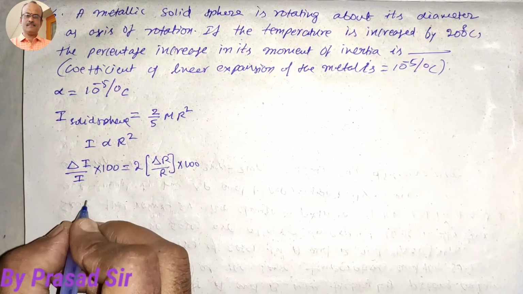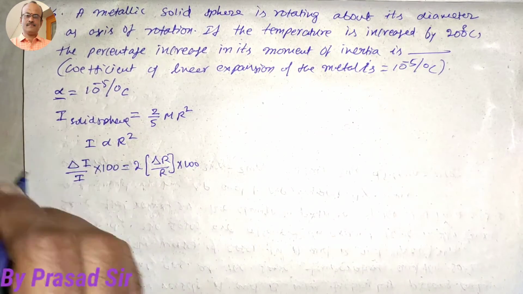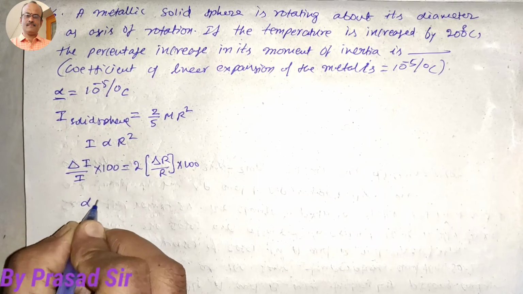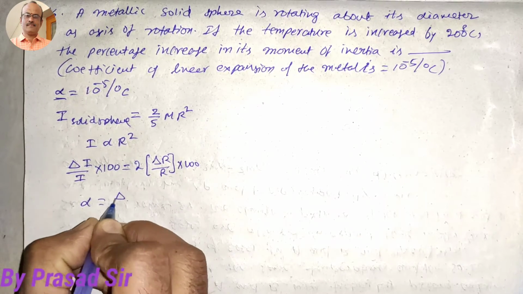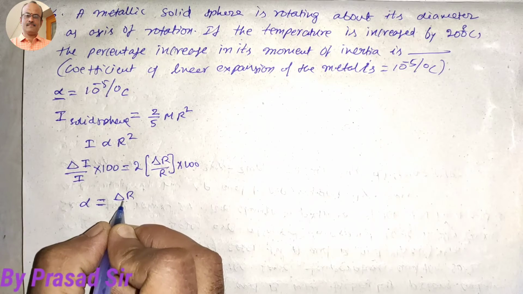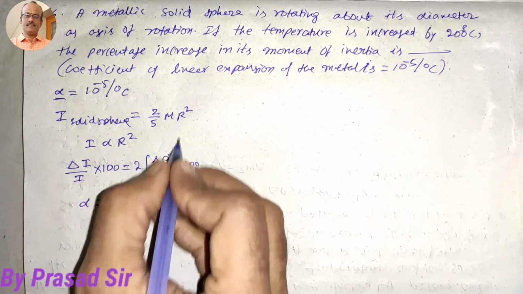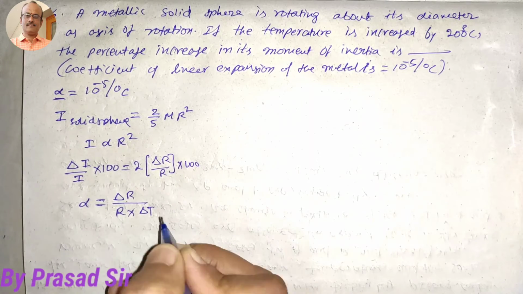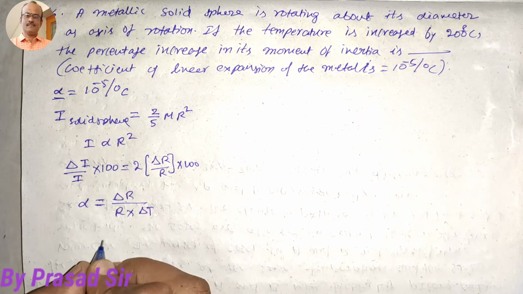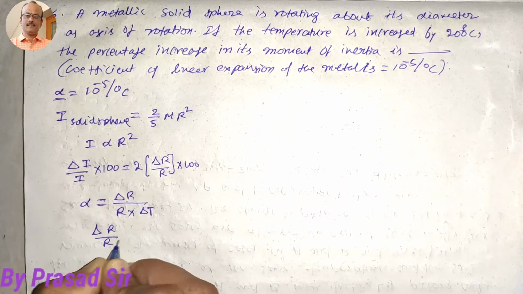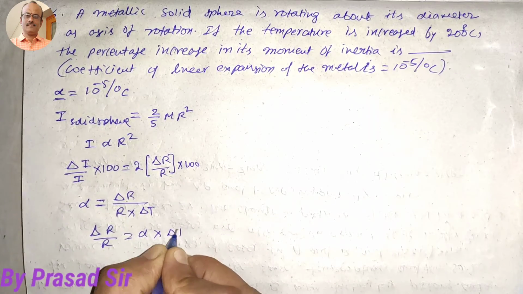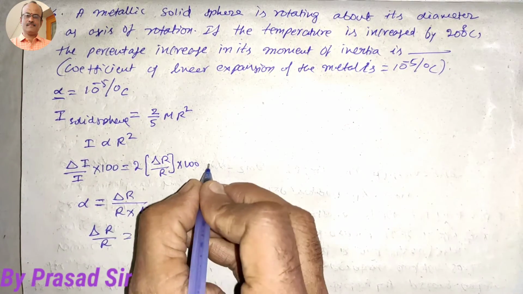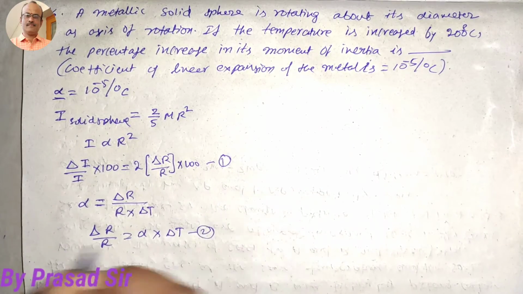So this one we know, but actually this coefficient of linear expansion can be written as alpha is equal to change in r, that is radius, divided by original into rise in temperature. So from this, delta r by r is equal to alpha into delta T. This is 1, this is 2.